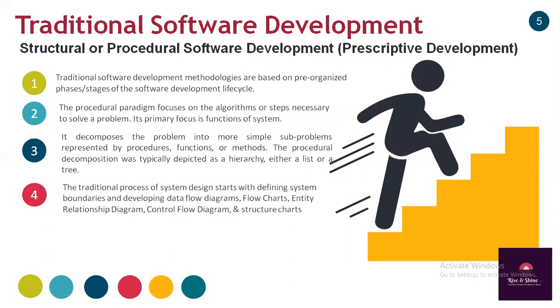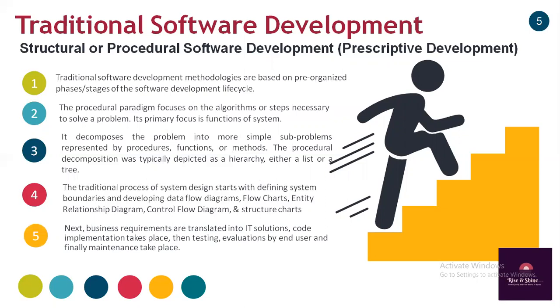We also do the documentation phase by phase, that is, for every phase there is an output. Next, whatever business requirement models we have created are translated into IT solutions. That is, code implementation takes place, then testing, then evaluation by the end user, different types of testing, and finally maintenance. So this is traditional software development. Step by step we are moving: analysis, design, implementation.